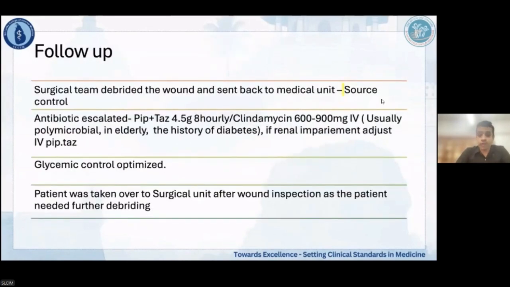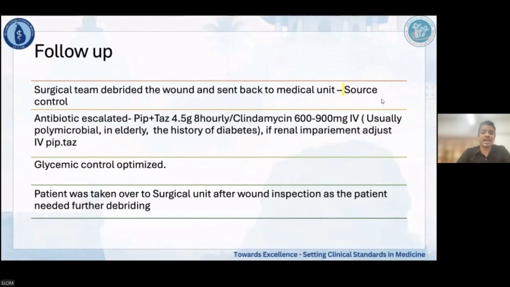Right, so this is what we have done. We have referred the patient to the surgical team, and they have done an excellent job. They have debrided the wound, they have done some fasciotomies, and they sent back the patient to the medical unit. So this is very important in managing complicated cellulitis, which is meant by source control. So you need to control the source. Otherwise, the antibiotics alone will not work.